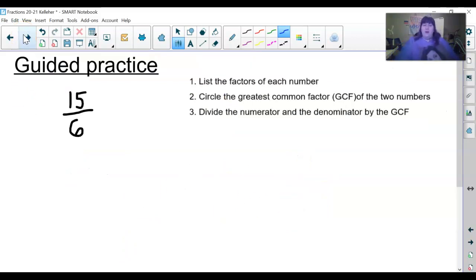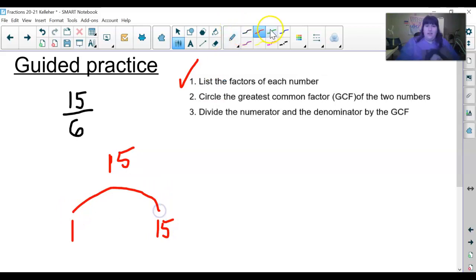All right, the improper fraction is 15/6. We need to simplify that. So step 1, list the factors of each number. Our factors of 15, we'll do a factor rainbow for this one. Every number has at least 2 factors, 1 and the number itself. All right, let's try 2. Will 2 work? 2, 4, 6, 8, 10, 12, 14, 16. Nope. What about 3? 3, 6, 9, 12, 15. 3 times 5.